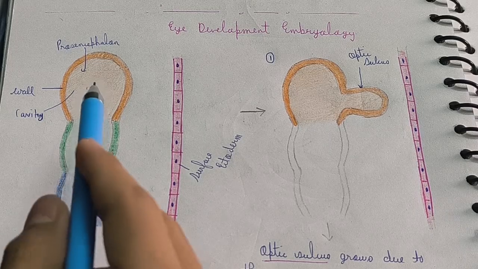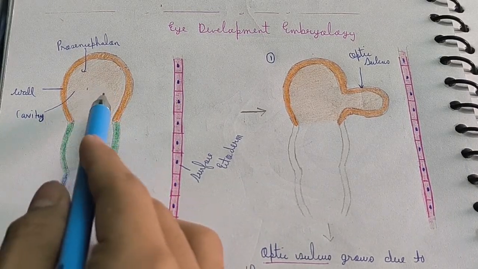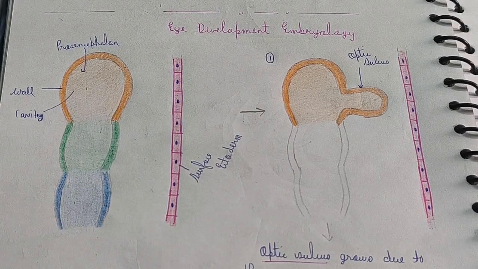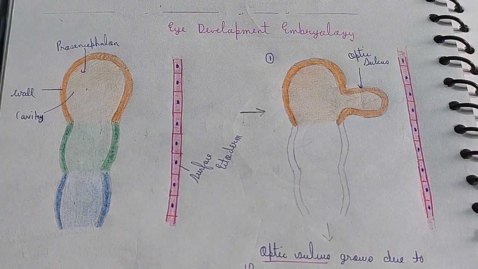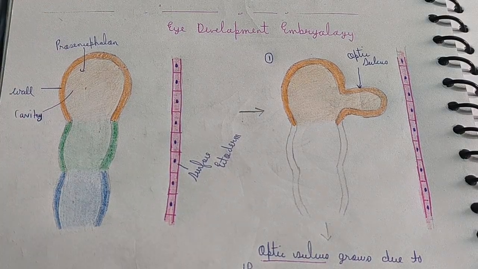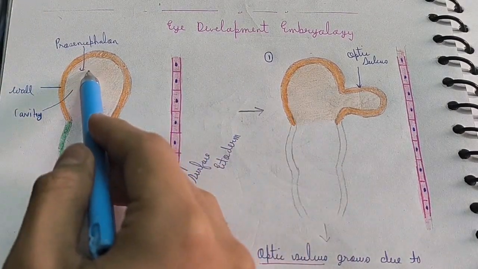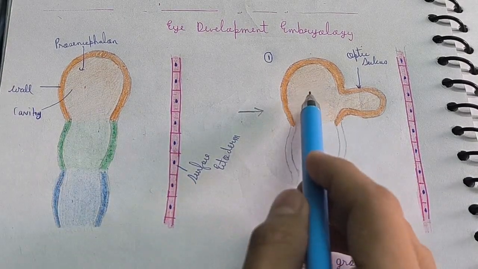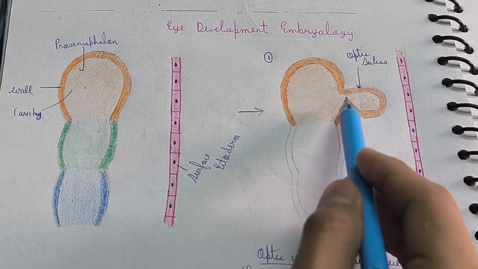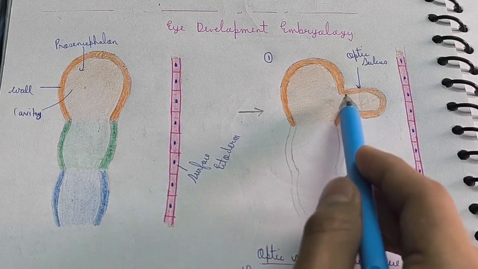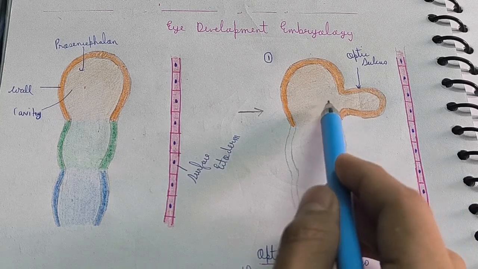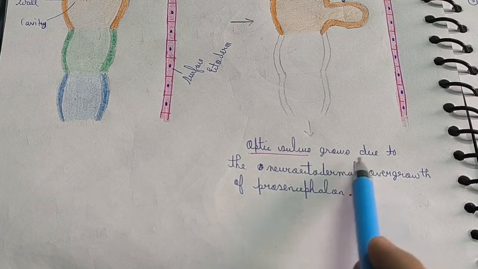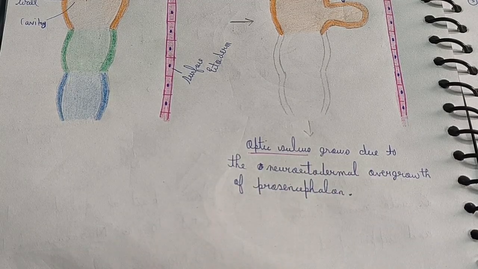So this is the revision of eye development embryology. First of all, as you know, this is a neural tube, and this neural tube is divided into three parts: prosencephalon, mesencephalon and rhombencephalon. But now I want to discuss the prosencephalon. As you know, this is the cavity of the prosencephalon and this is the wall of the prosencephalon. Now if you see, from this prosencephalon a neuroectodermal outgrowth occurs, and this neuroectodermal outgrowth of the prosencephalon is known as the optic sulcus. So I have written that the optic sulcus grows due to a neuroectodermal outgrowth of the prosencephalon.